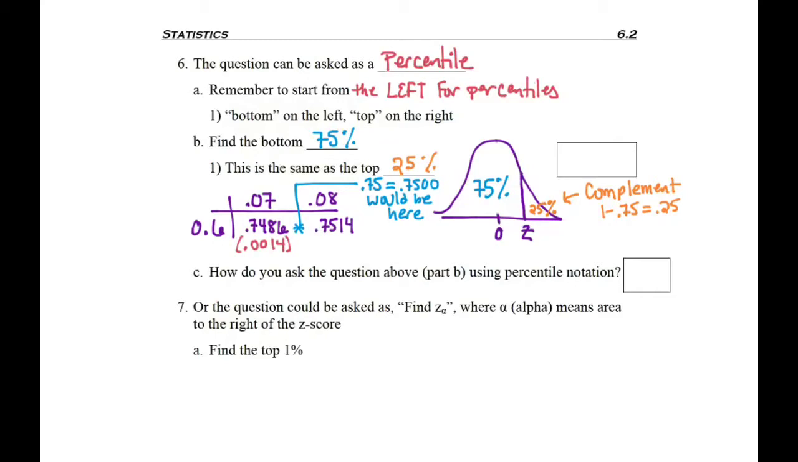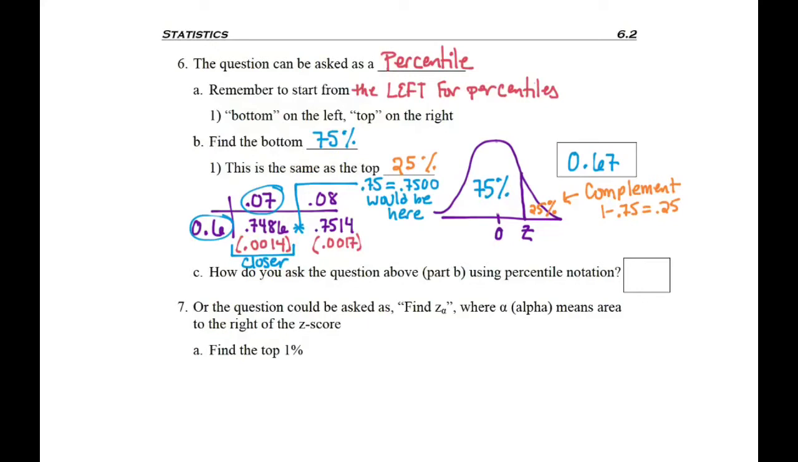One is 0.0014 away, and the other number is 0.0017 away. So 14 feet away from something is closer than 17 feet. So we're going to get our z-score from the 7486 value, using the 0.6 and 0.07, so that we can put those as an answer of 0.67.